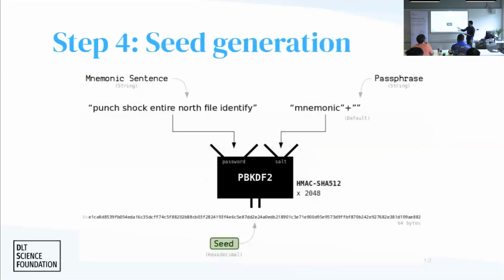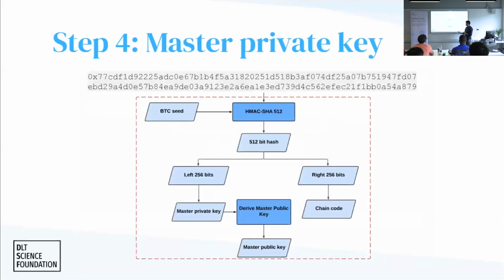So we use the mnemonic sentence and the passphrase if required, that's not necessarily required, and this we put into a function called HMAC. So this function will generate the seed. This seed isn't our private key. This is just a seed that would be useful to create the private key.